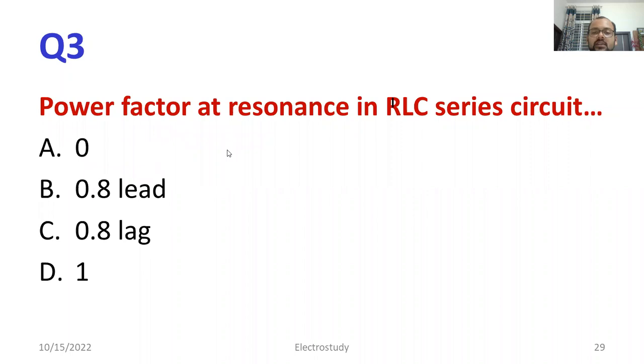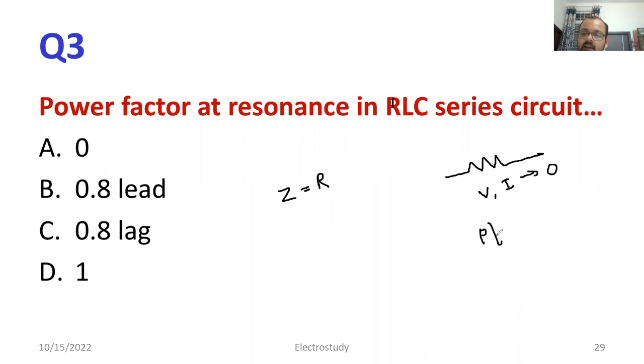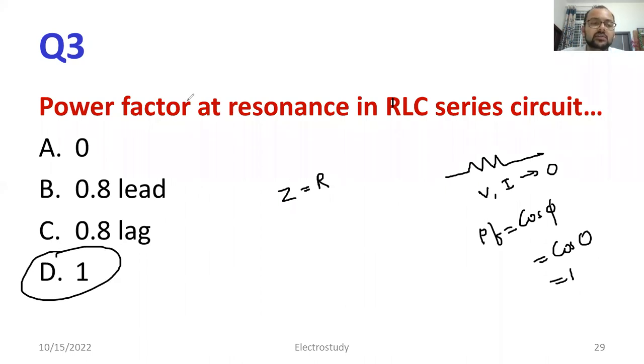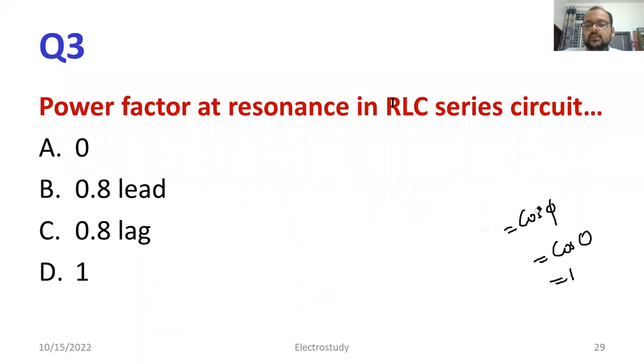Power factor at resonance in an RLC circuit. You know that in case of resonance condition, Z is equal to R. The total impedance equals resistance. That means it becomes a pure resistor. In case of a pure resistor, the angle between voltage and current is equal to 0. What is power factor? Cosine of the angle between voltage and current. So cosine of 0 is equal to 1. So which is the right answer? Unity, 1 is the right answer. A simple question only. You may get it, because all levels of questions will be asked in competitive examinations.